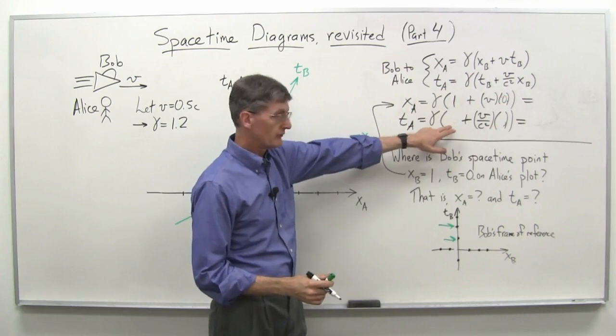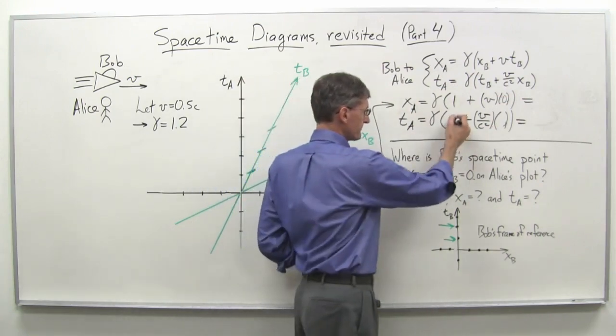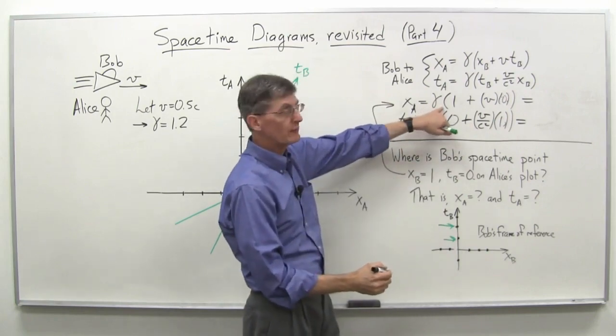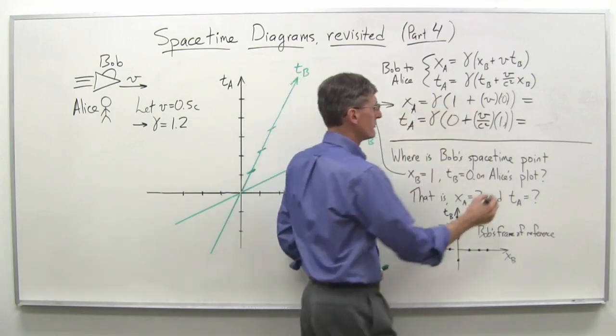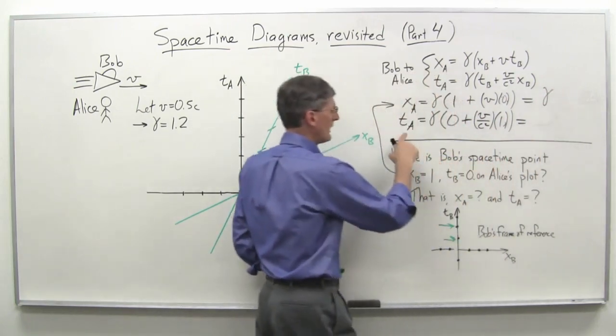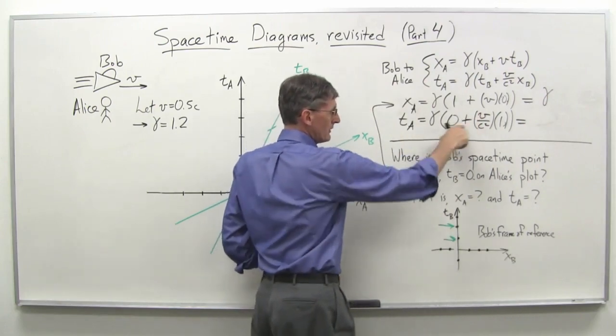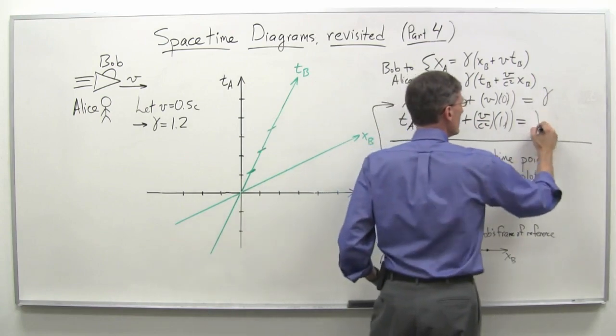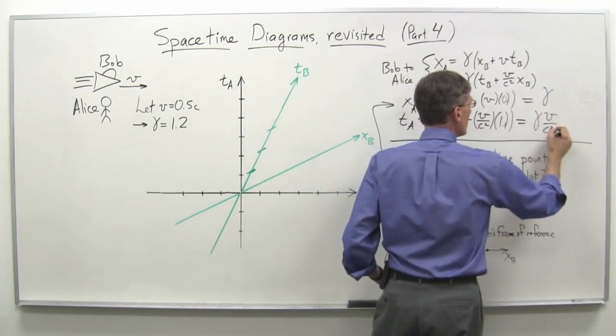And for this one, t sub b is 0, and we get a 1 over here. So the top one is just gamma times 1 plus 0, so this just becomes gamma. And the bottom one becomes 0 plus v over c squared times 1, so it's gamma times v over c squared.